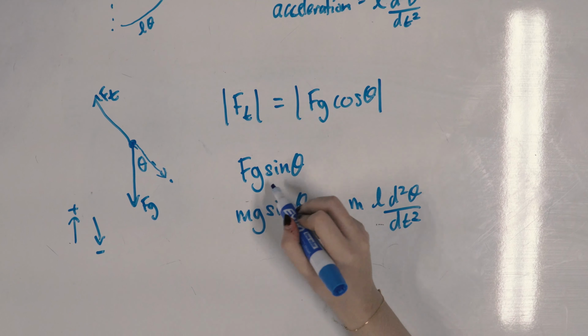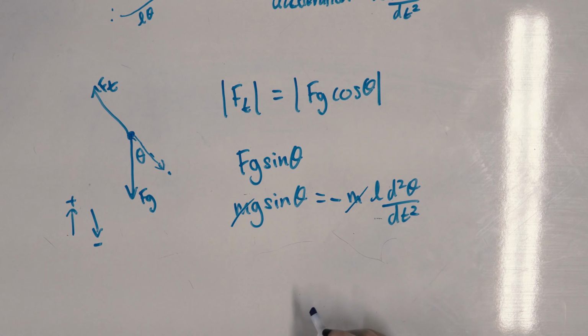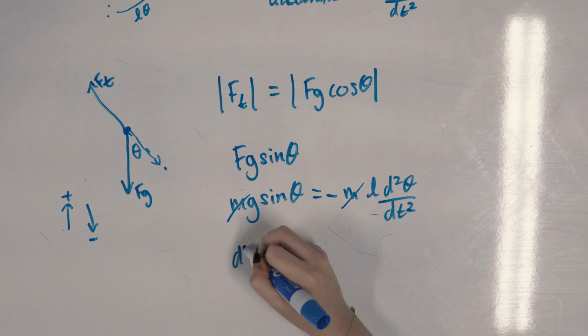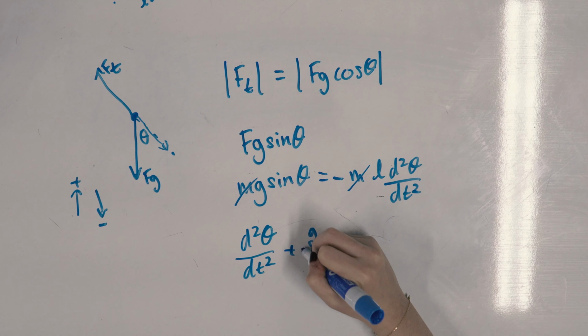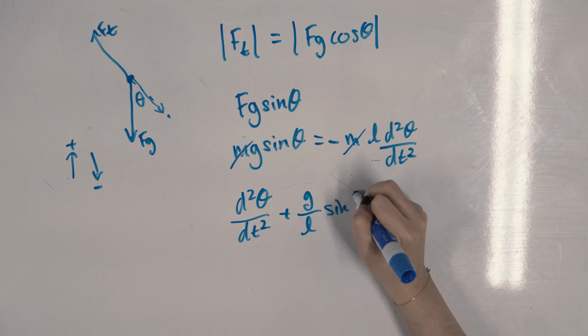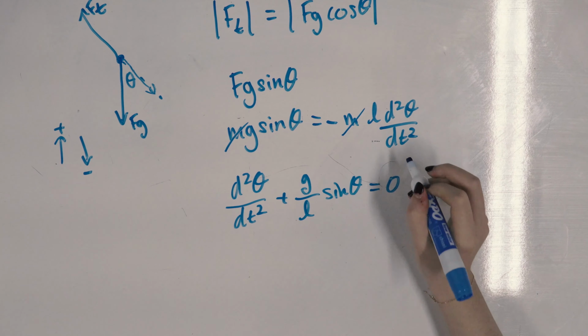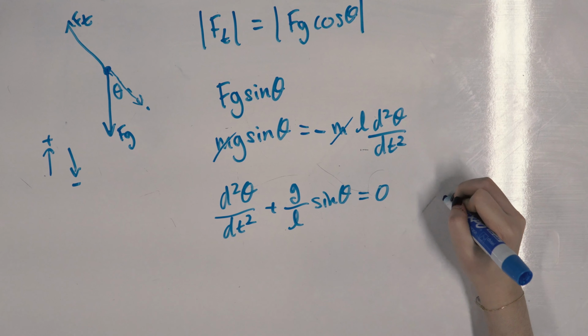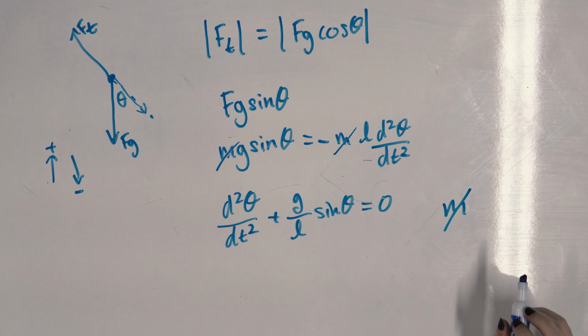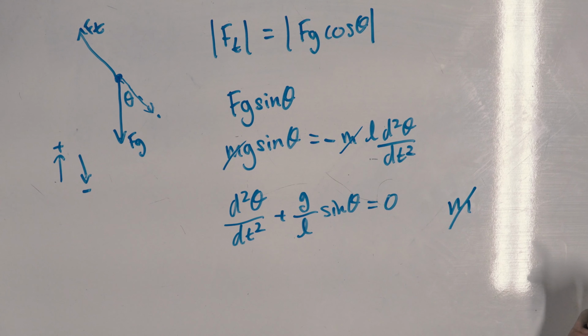If I cancel out mass and rearrange this equation a little bit, we would have d squared theta over dt squared plus g over L sine theta equal to 0. And this would be the simple model of a pendulum. As you can see, there is no mass in this equation because the mass of a pendulum does not affect the motion of a pendulum.